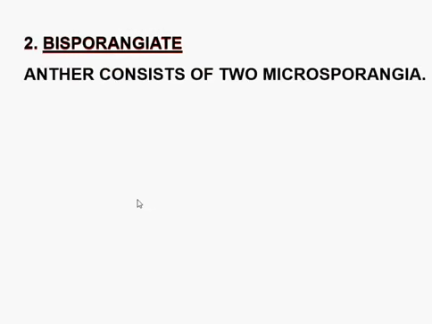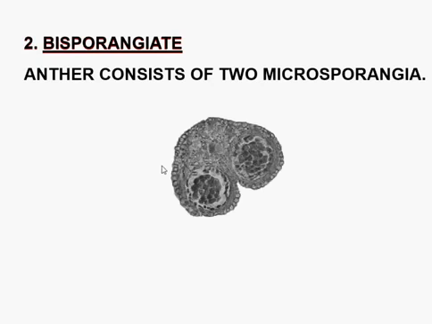Bisporangiate anther consists of 2 microsporangia. Let's see the photograph. Here this bisporangiate anther also has two lobes, lobe 1 and lobe 2. But the difference between tetra and bisporangiate is, in this bisporangiate anther each lobe consists of only one chamber, whereas in tetrasporangiate anther each lobe consists of two chambers.